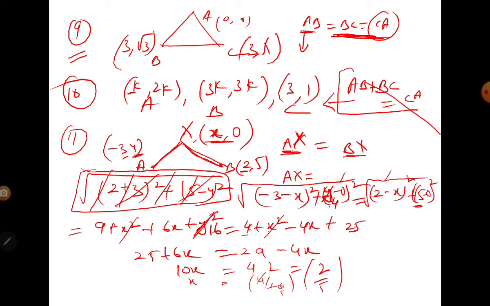2 by 5 is your x coordinate. So my point (x, 0) is (2/5, 0). But it is not given in your options. What are given in the options? 20, 0; minus 23, 0; 20. So it is none of these. So your answer will be option D. You can check it by taking it back. Your answer will be D, none of these. Okay, so this way we can solve.